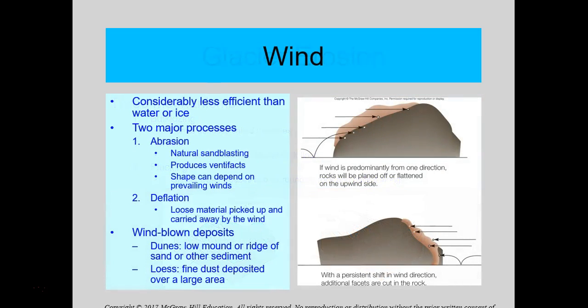Perhaps the least efficient agent of erosion is wind. However, wind can move the smallest particles. It can move the tiniest particles the longest distances, but it doesn't move that much stuff in general. And so this occurs by abrasion, when you have wind blowing hard against some rock or something like that. Think of it as natural sandblasting, pulling little pieces of the rock off and moving it. Or by deflation, when you have particles that get picked up in the air and they're carried away.